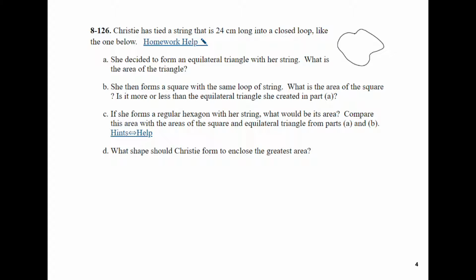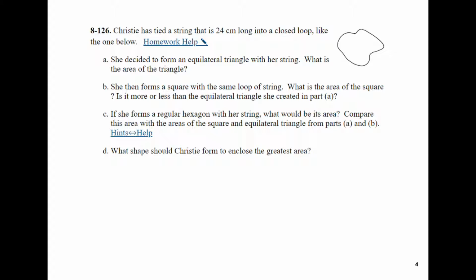8-126 says Christy has tied a string that is 24 centimeters long into a closed loop like the one to the right. She decided to form an equilateral triangle with her string. What is the area of the triangle?